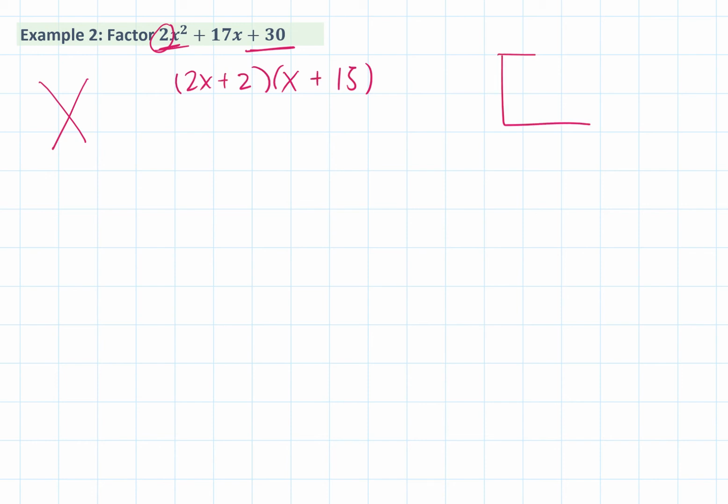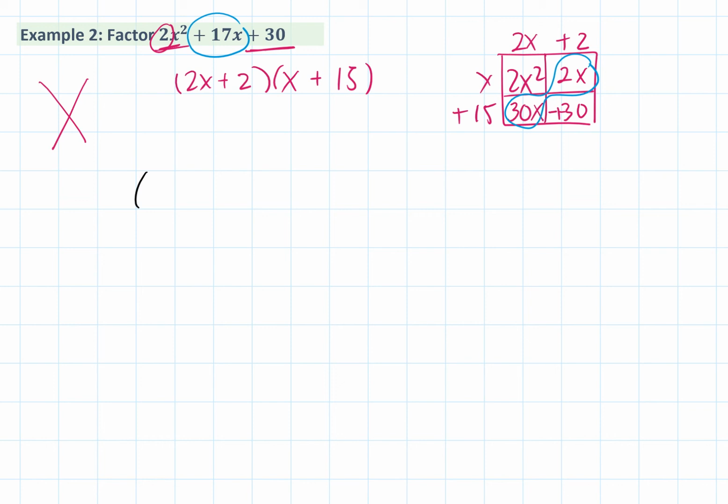Well, if I use the box method to check, 2x plus 2 times x plus 15, indeed, I get that 2x squared term. Indeed, I get the 30 term that I designed. But I would get 2x plus 30x is 32x. So when I combine my like terms, I'm not getting this plus 17x that I want. So I got to try something else.